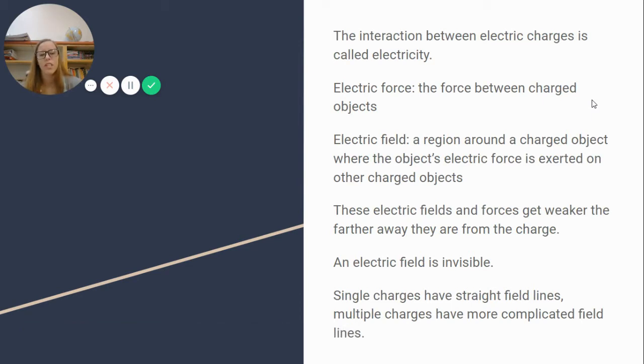Okay, the interaction between electric charges is called electricity. An electric force is the force between charged objects. An electric field is a region around a charged object where the object's electric force is exerted on other charged objects. These electric fields and forces get weaker the farther away they are from the charge. An electric field is invisible, so you can't see it. Single charges have straight field lines. Multiple charges have more complicated field lines. That should also sound familiar because that's how magnetic fields work.